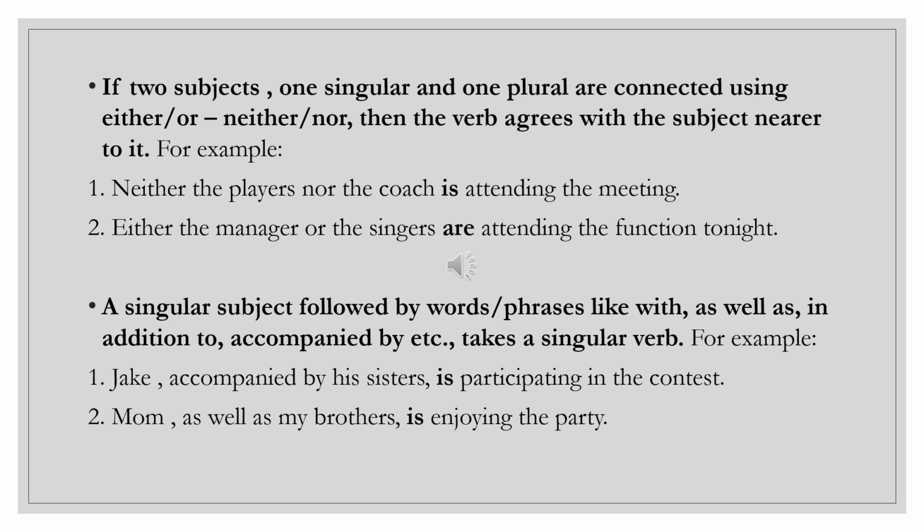To the next rule, if two subjects, one singular and one plural, are connected using either or neither nor, then the verb agrees with the subject nearer to it. For example, look at the first one. Neither the players nor the coach is attending the meeting. Now the verb very clearly is over here. It is a be verb and the subject is the coach, which is nearest to is.